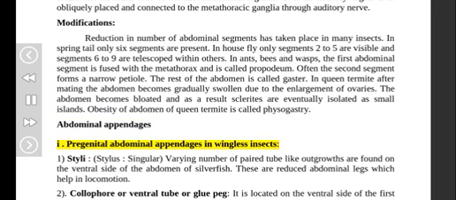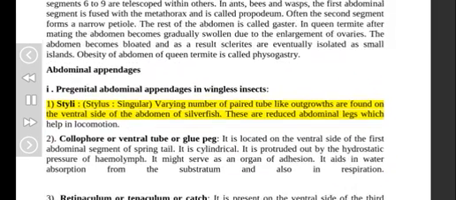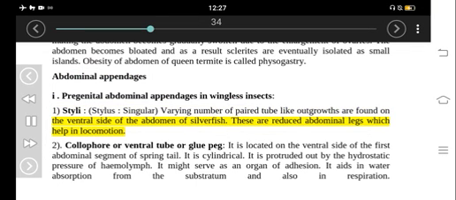Abdominal appendages. I. Pregenital abdominal appendages in wingless insects. 1. Styli. Stylus, singular. A varying number of paired tube-like outgrowths are found on the ventral side of the abdomen of silverfish. These are reduced abdominal legs which help in locomotion.